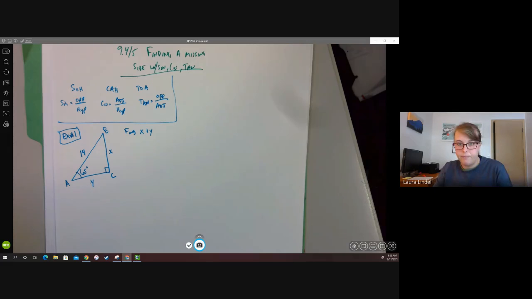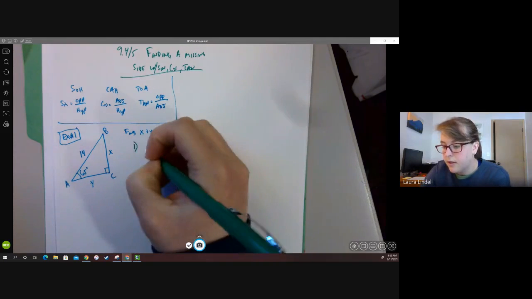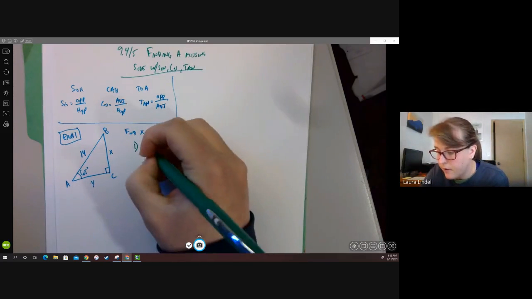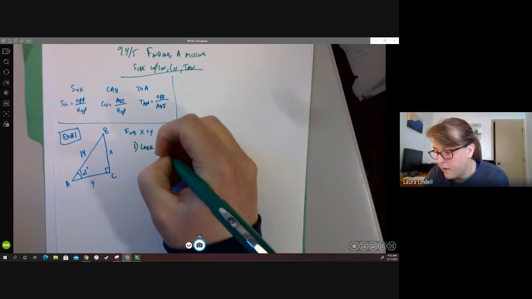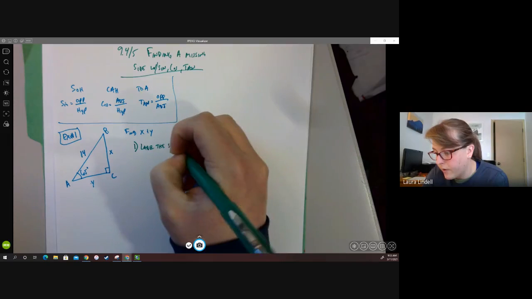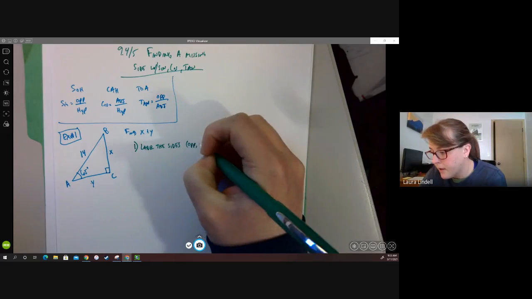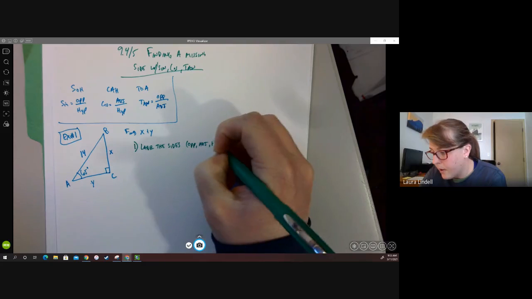Okay, so step 1. Label the sides with respect to the angle that you know. When I say label the sides, I mean label them opposite, adjacent, and hypotenuse.